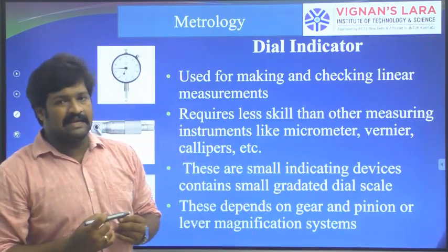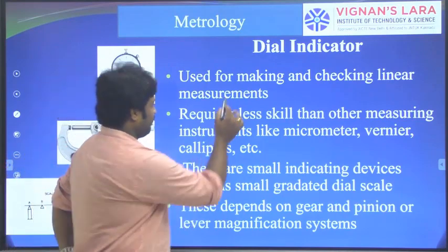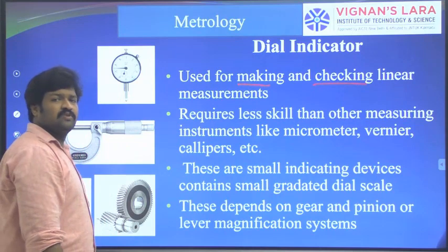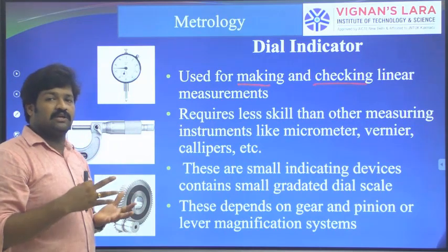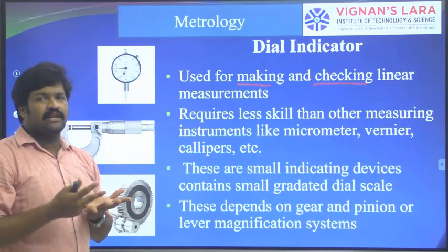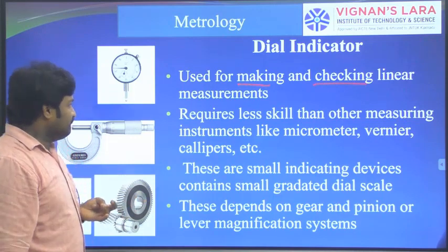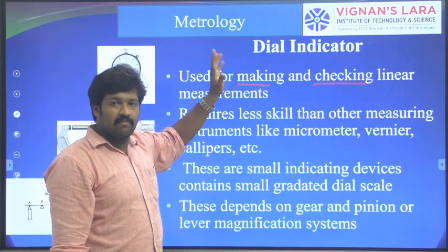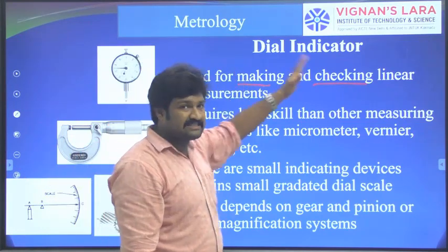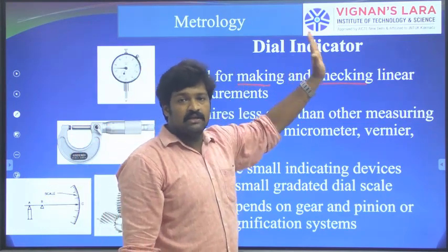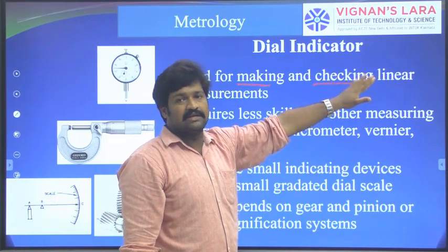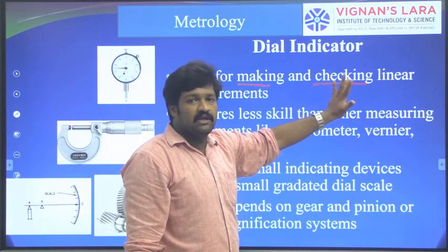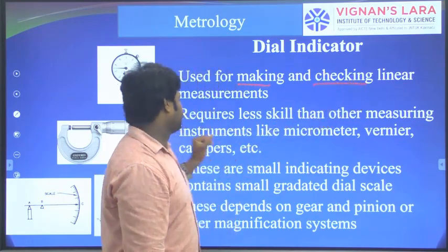Now this dial indicator can be used for making as well as checking linear measurements. As we discussed, it can be used as a measuring device or as a comparator. By means of this we can mark a linear measurement, or we can check, which means we are comparing the measurement with something else. So we can use it as a measuring device as well as a comparator.